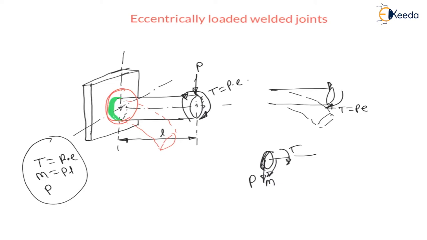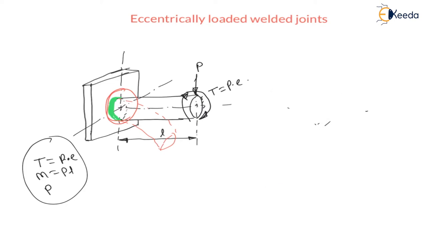Number one is torque, and due to torque there is a torsional shear stress. There is a bending moment, therefore there will be a bending stress. And there is a direct shear force, therefore there will be a direct shear stress, which is tau 1 equal to P divided by area. This is the direct shear stress, or primary shear stress.